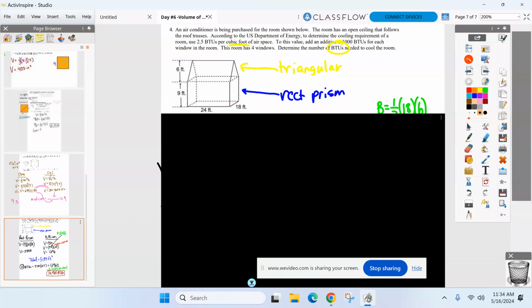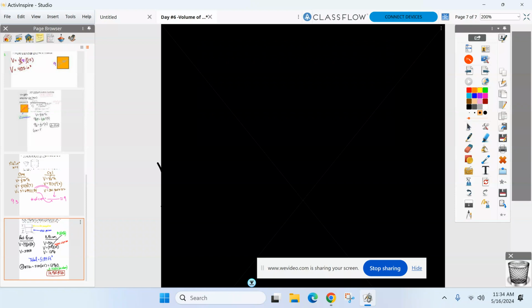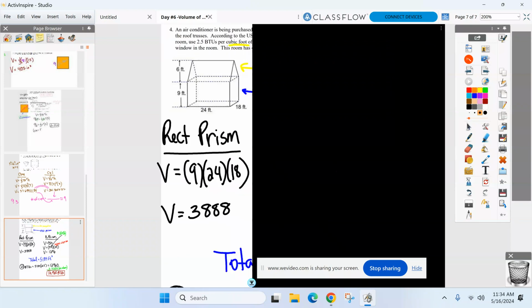Okay, you want to talk about this? Check it, even though if you're on to the homework already, let's check it. All right, rectangular prism shouldn't have been a big deal. 9 times 24 times 18, 3,888. No issues there. Okay, triangular prism, which is what I was concerned about.